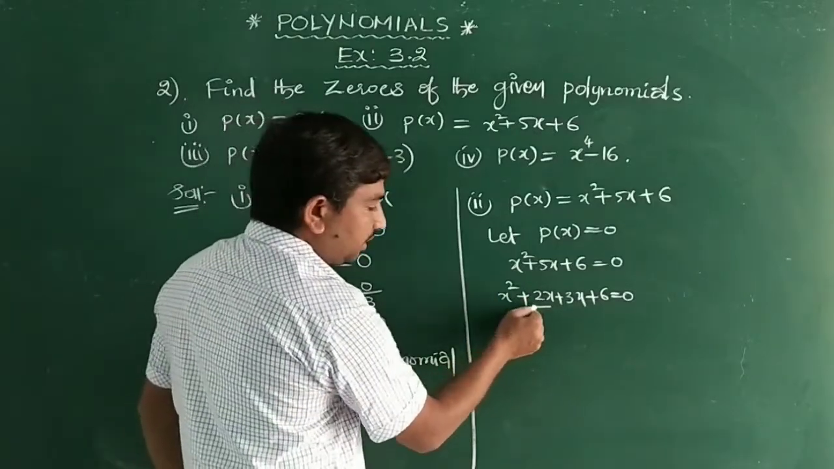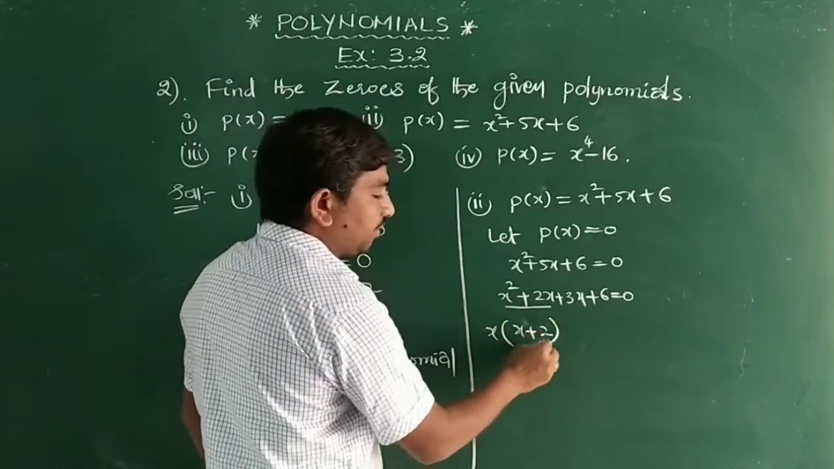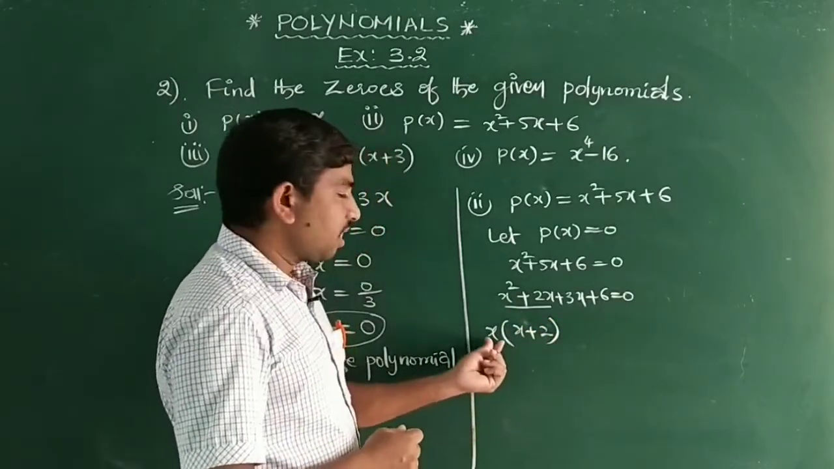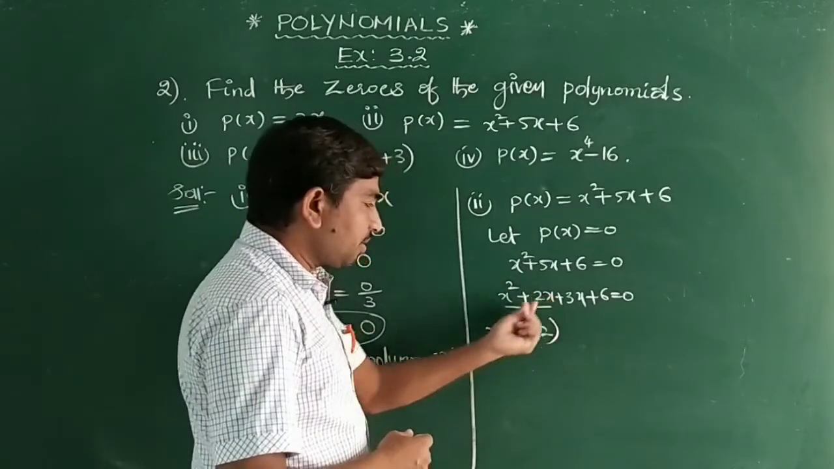Now from these two, x will be taken common. What will you get? X plus 2 only will be left here. So if you take x common from these 2x, what will you get?